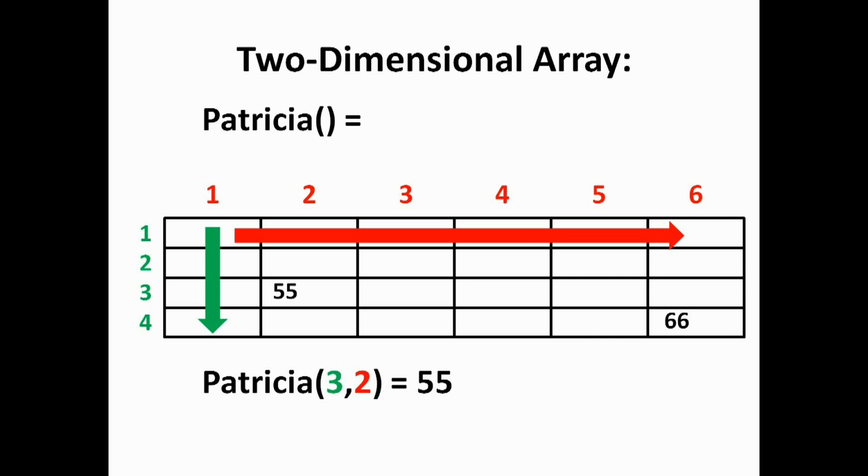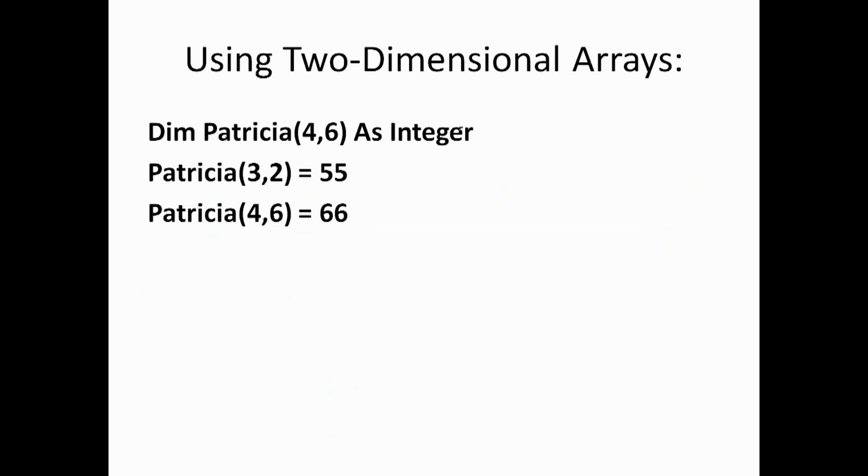There is now 66 in position (4,6). Patricia row 4 column 6 equals 66. Let's take a look at using two-dimensional arrays. Again, we will declare Dim Patricia(4,6) as Integer, which means that every box in Patricia is an integer. So then we can store a number inside Patricia(3,2) as displayed and Patricia(4,6) as displayed.